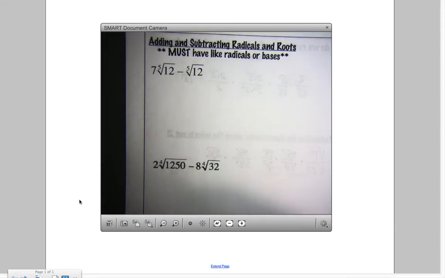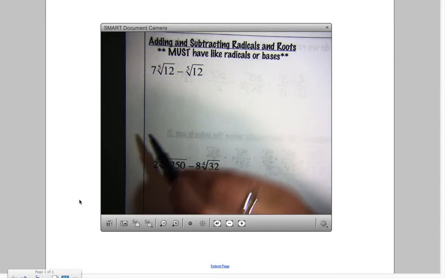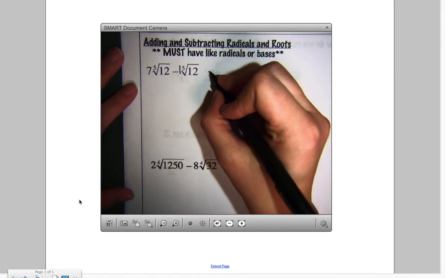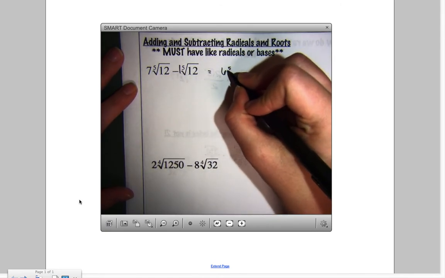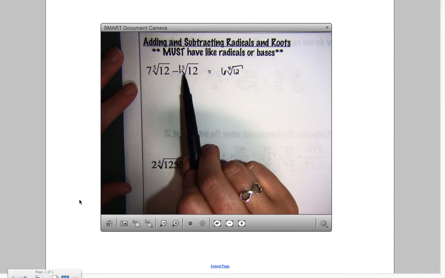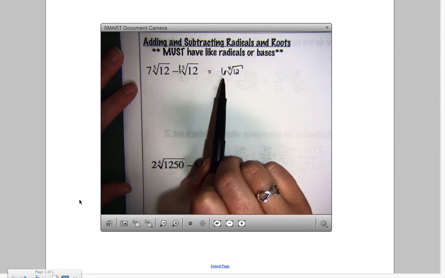So on this first one, notice they're both the fifth root of 12, so we're just going to subtract the coefficients. The coefficient of this is 1 since nothing's written there. So it's like we have 7 minus 1, that's 6. And you can think of the fifth root of 12 like your variable. So that's that simplified. Just subtract the coefficient. 7 minus 1 gives you 6.